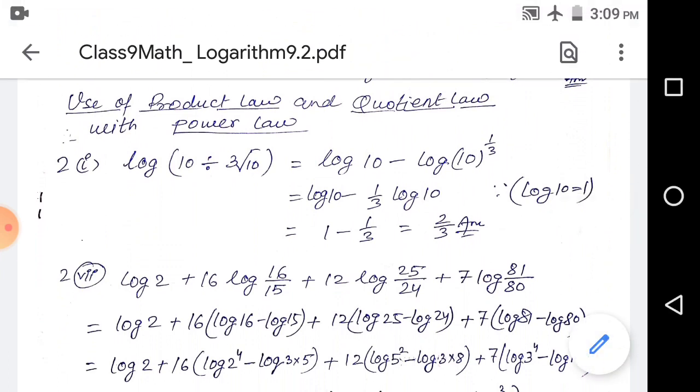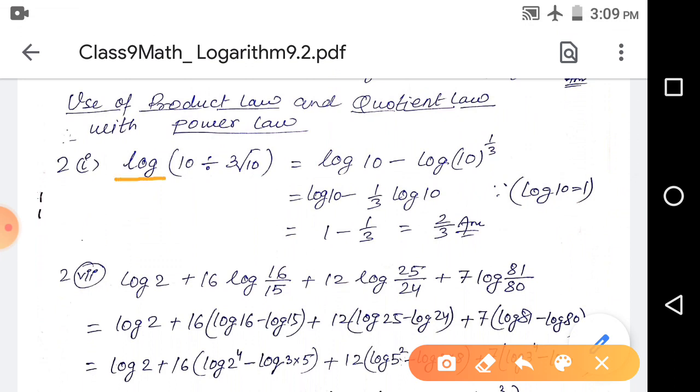See, we have the question with power law, product law, and quotient law all at a time. See, we have the question 2 bit 1. Okay, it is log 10 plus cube root 10. Okay, cube root 10 I'm telling. So 10, not plus, it is divided. Okay, now 10 divided by cube root of 10, so it is log 10 minus, okay, because the divide sign is here. Okay, so that means this is m divide n. Okay, so it will become log m minus log n.